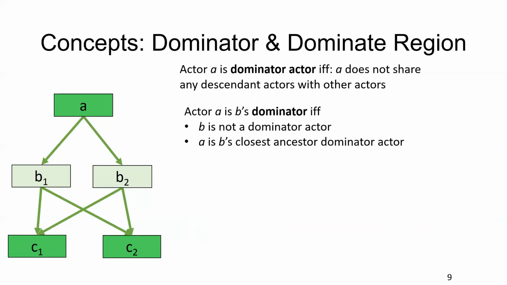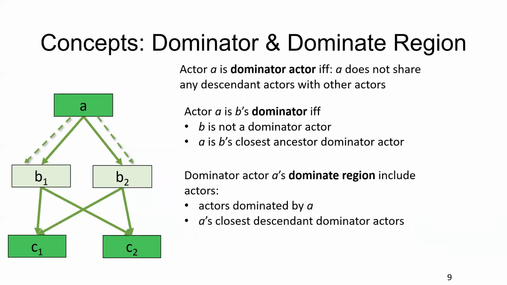So we say one actor A is B's dominator if and only if, first, B is not a dominator, and second, A is the closest dominator actor to B. So in the example, B1 and B2's dominator is A, because B1 and B2 are not dominators and A is the closest dominator actor. And for a dominator actor, it is dominated by itself.